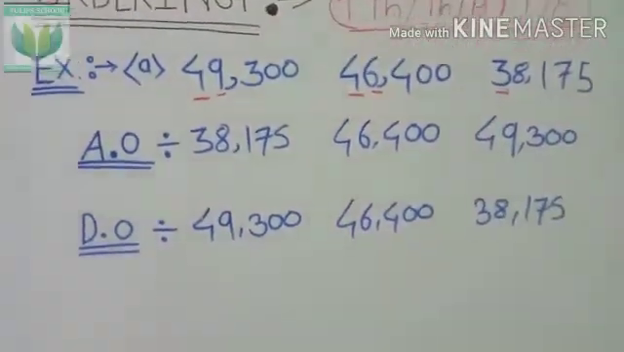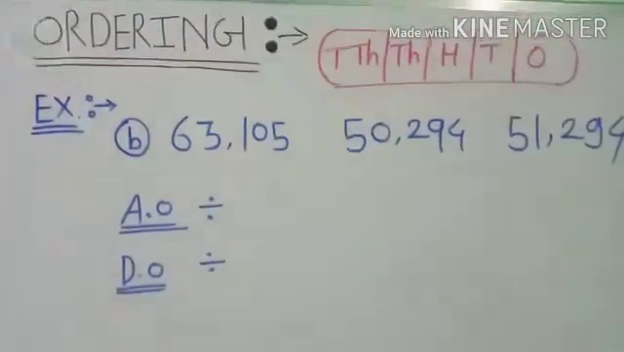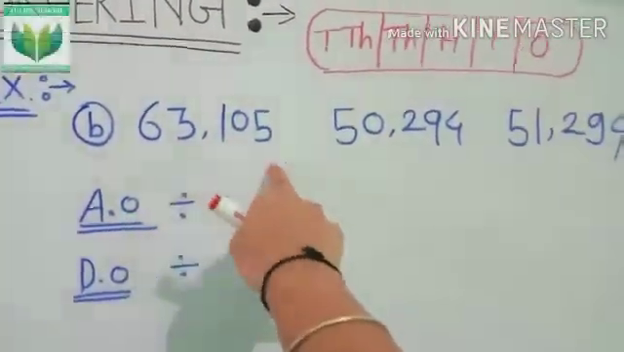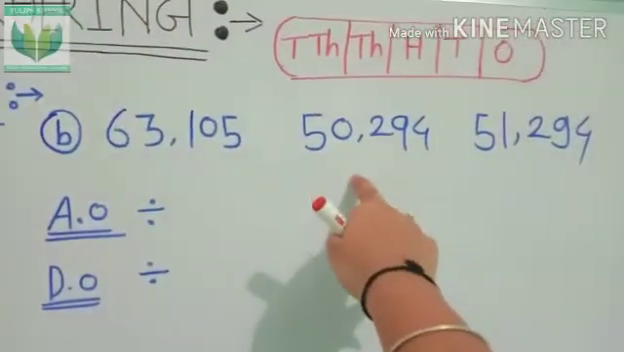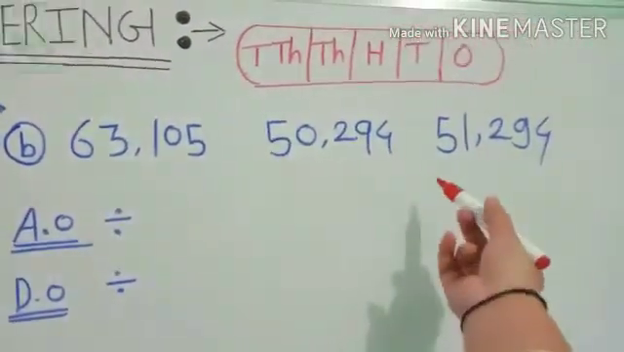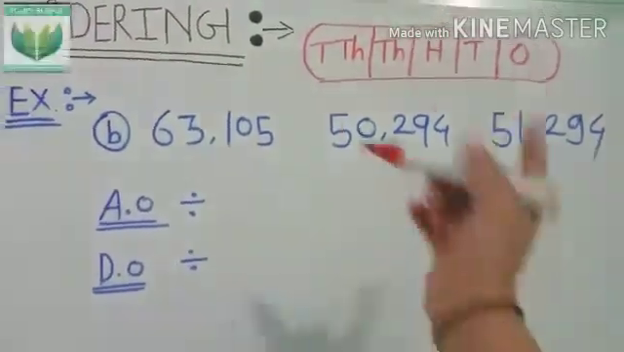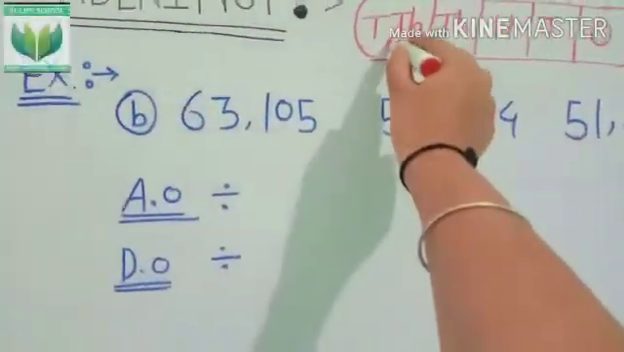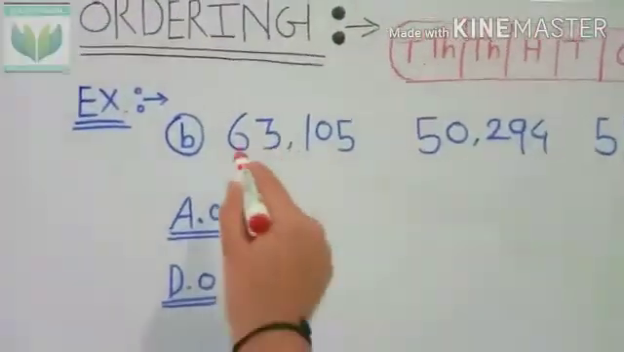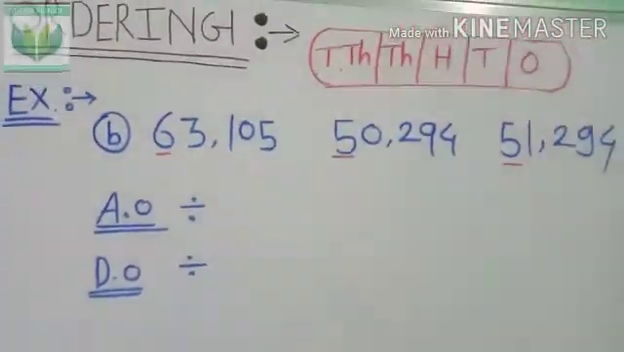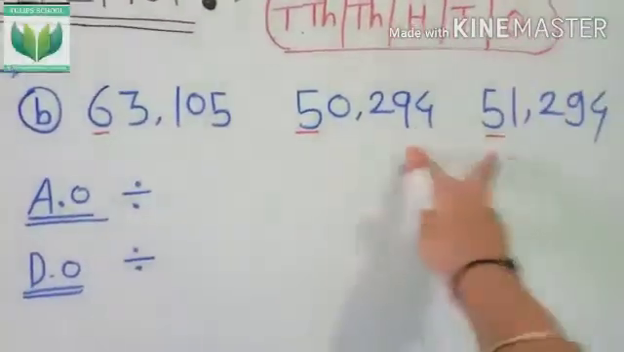Now let's see the second example. Now look at 63,105, 50,294, 51,294. First check the 10,000 place. Here 6, here 5, here 5. Now confusion happens. Here 2, 5, 5.